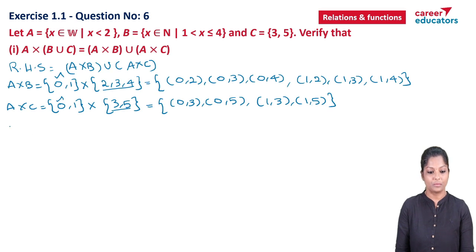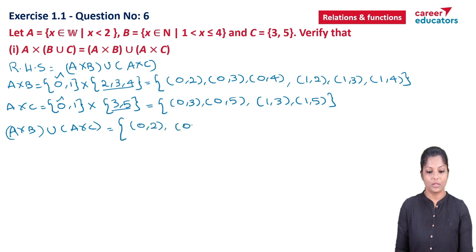Next, we have to find A cross B union A cross C. To find A cross B union A cross C, we have to combine all the elements of A cross B and all the elements of A cross C without repetition. We will get (0, 2), (0, 3), (0, 4), (0, 5), (1, 2), (1, 3), (1, 4), (1, 5).